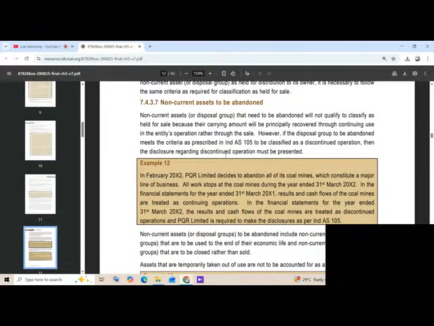Non-current assets to be abandoned. Non-current assets or disposal groups that need to be abandoned will not qualify to classify as held for sale because their carrying amount will be principally recovered through continuing use in the entity's operation rather than through sale. However, if this disposal group to be abandoned meets the criteria as prescribed in Ind AS 105 to be classified as a discontinued operation, then the disclosure regarding discontinued operation must be presented.